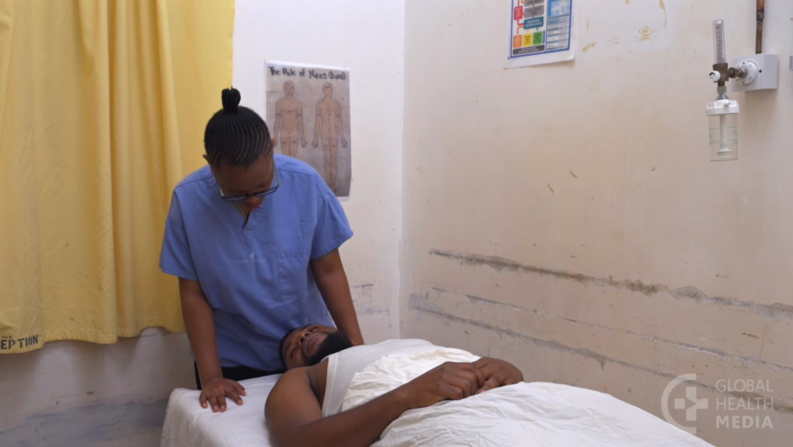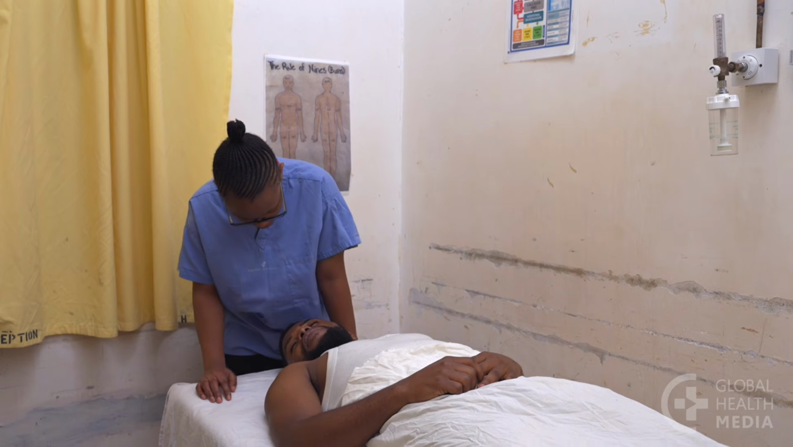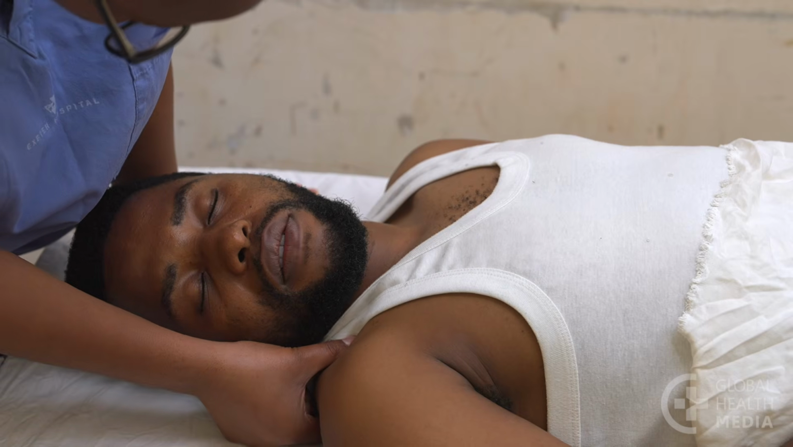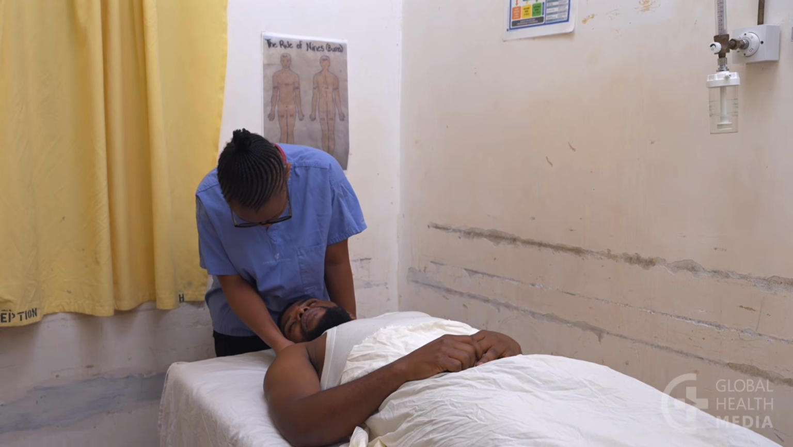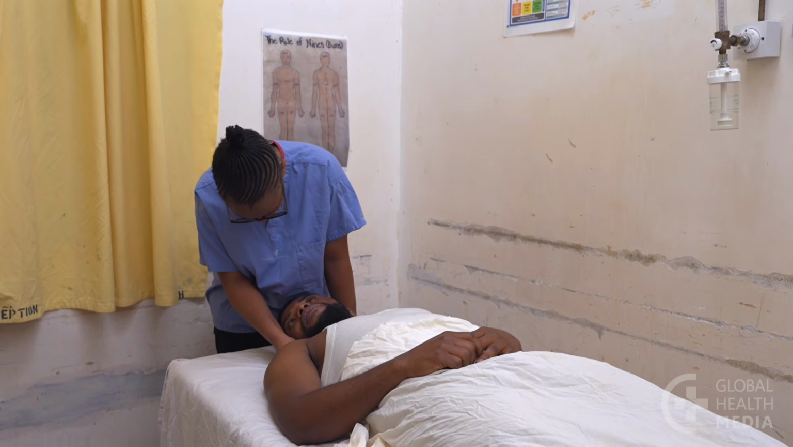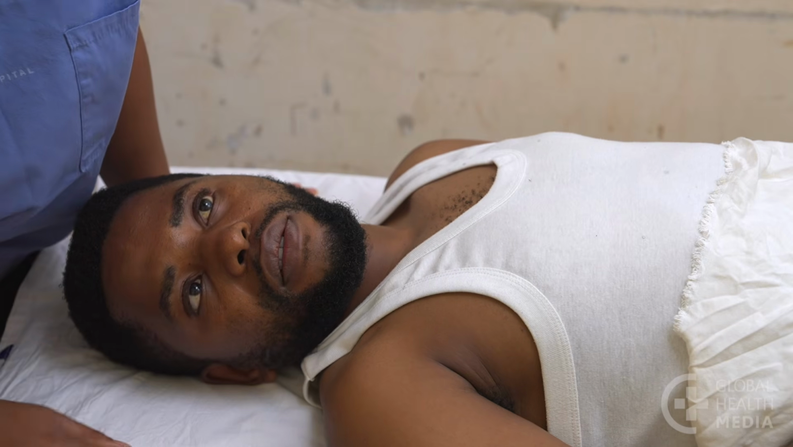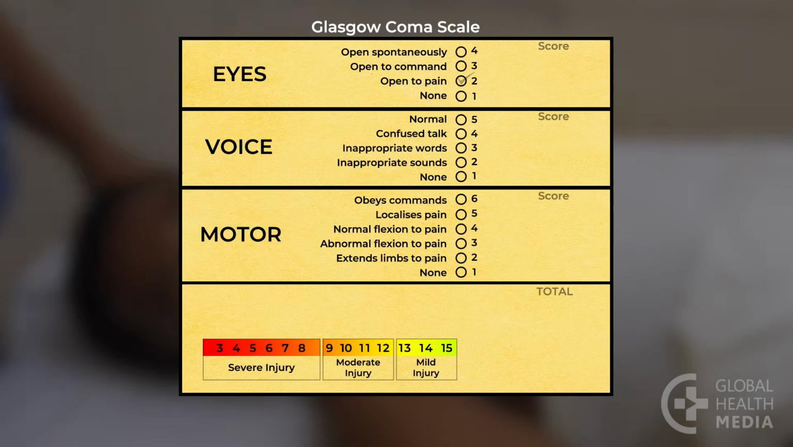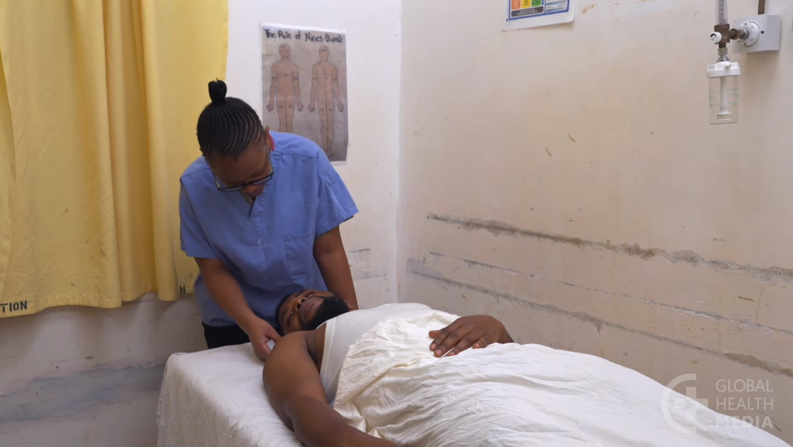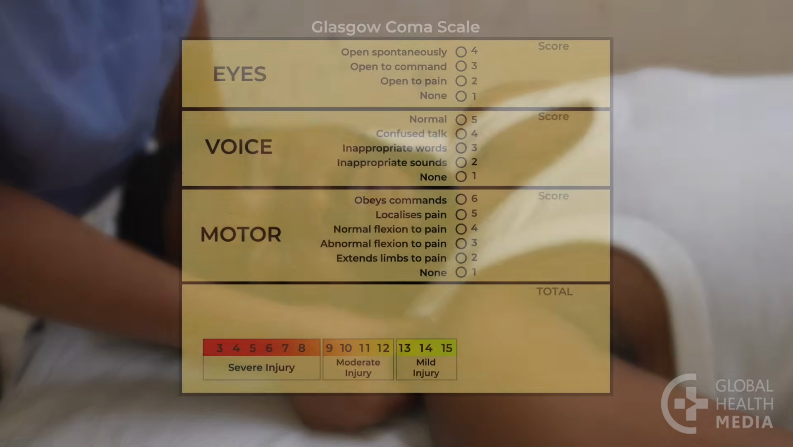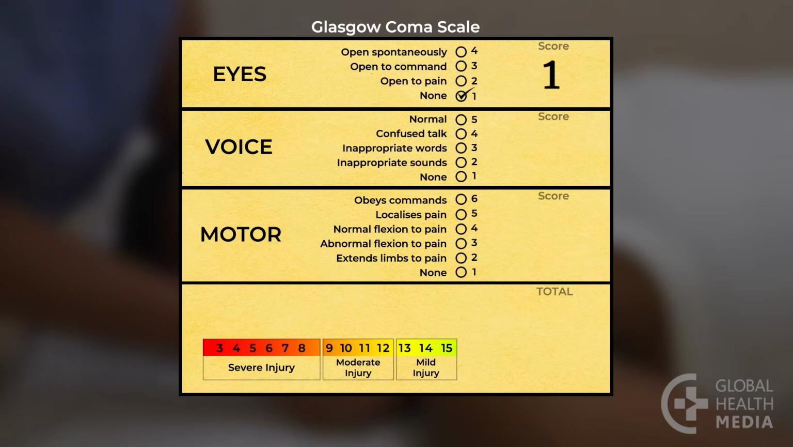If he still does not respond, squeeze the trapezius, the muscle between his neck and shoulder. This should cause brief pain, but not injury. If he opens his eyes to pain, he is given a 2. If he does not open his eyes at all, he is given a 1.